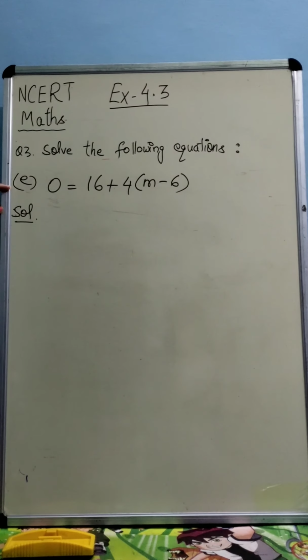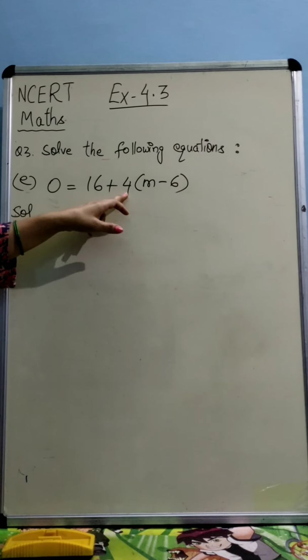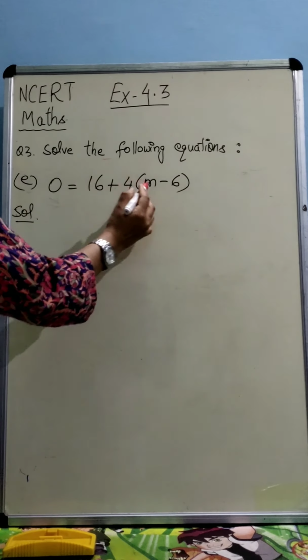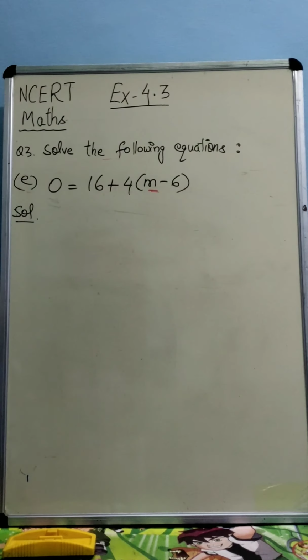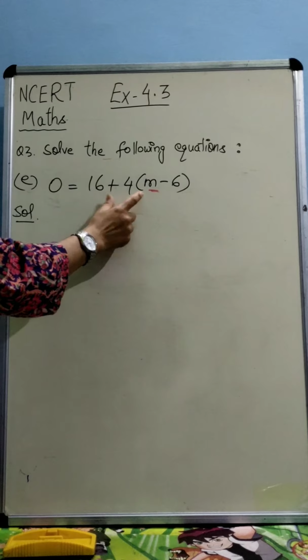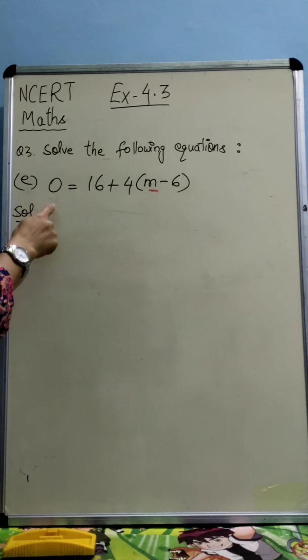Now students, the E part. 0 equals 16 plus 4 into m minus 6. So we have to find the unknown m. M is unknown here. So the RHS is having the m. So we will write the RHS this side and the 0 to the RHS.